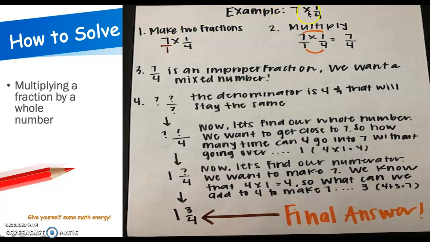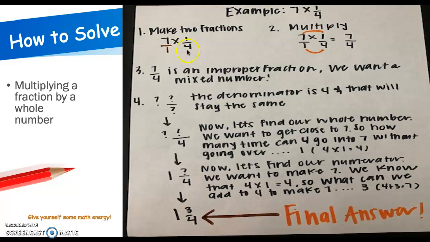So let's look at it. 7 times 4. The first thing you're going to do is make two fractions, all right? First thing. So you're going to put your 7 over 1, and then now you have two fractions that you're looking at. Well, your second thing you have to do is multiply, all right? Everybody has been nailing and getting this step correct. You have been multiplying correctly.